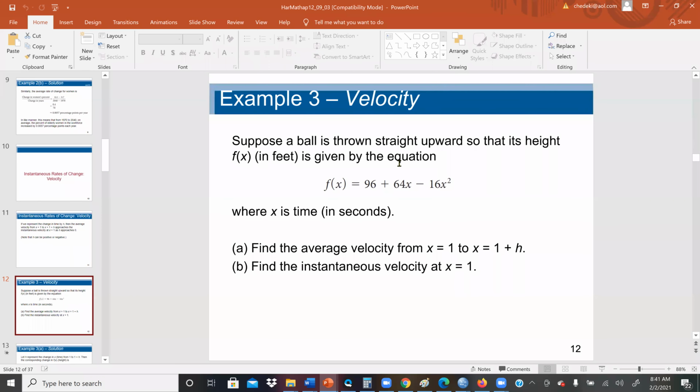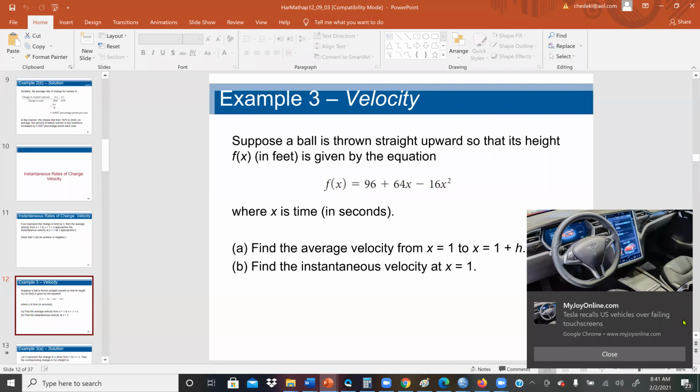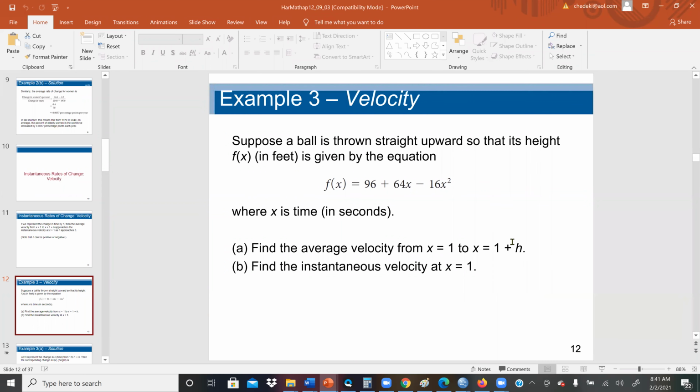So if I have a function f of s is 96 plus 64x minus 16x squared, I want to find the average velocity from 1 to 1 plus h. So this is more or less like finding the average rate of change. It will be f at b minus f at a over b minus a. So b will be 1 plus h, a will be 1.